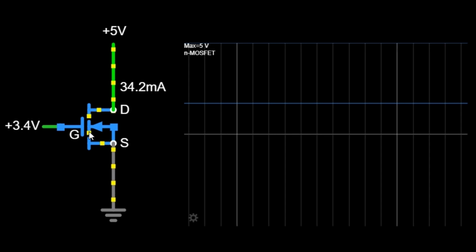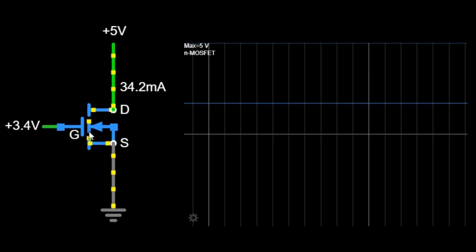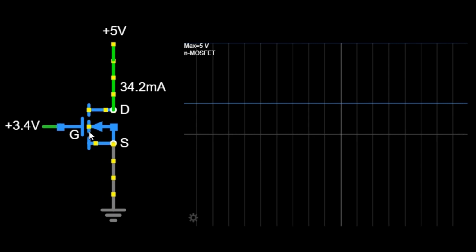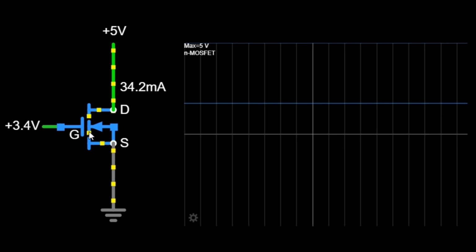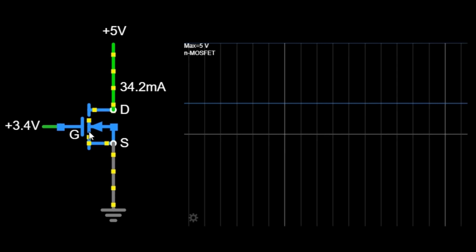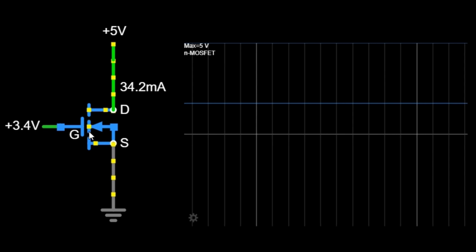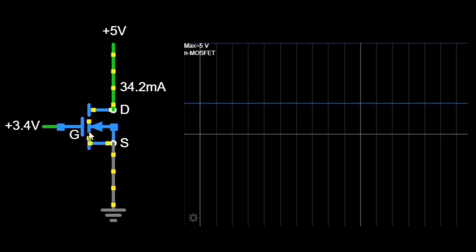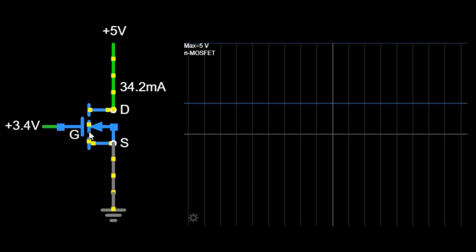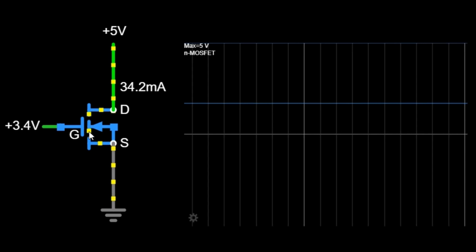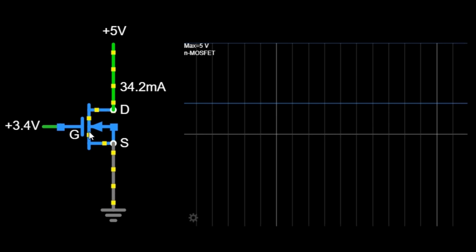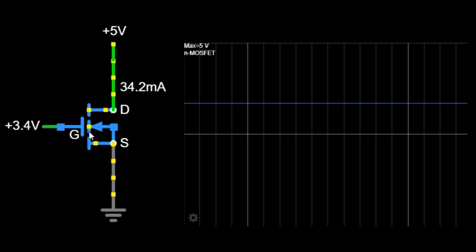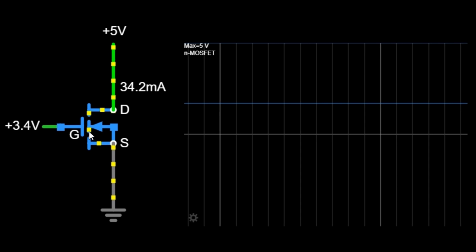What is the threshold voltage, abbreviated as V_TH? The threshold voltage is the minimum gate-to-source voltage required to create a conductive path between the drain and the source. For an n-MOSFET, this is typically around 2 to 4 volts. In our case, since V_GS is 3.4 volts, it is above the threshold voltage, which means our n-MOSFET is turned on.